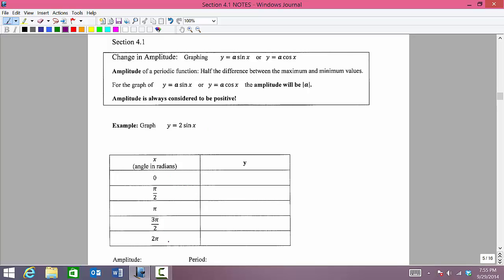So here we have our x values, and we're going to plug them into our function. So that would be y equals 2 times sine, and we're going to use an x value of 0, which gives us 2 times our sine value at 0, which is 0, so we get 0. So our first point that we're going to plot is 0, 0. If I have pi over 2, we're going to plug our pi over 2 into the sine function. Sine of pi over 2 is 1. 2 times 1 is 2. So now we have pi over 2 comma 2.